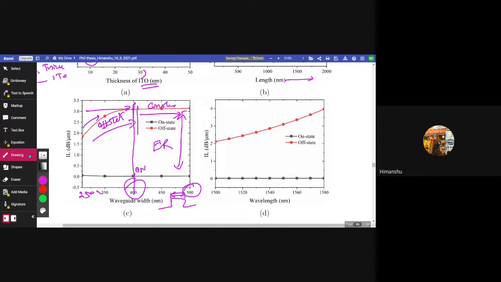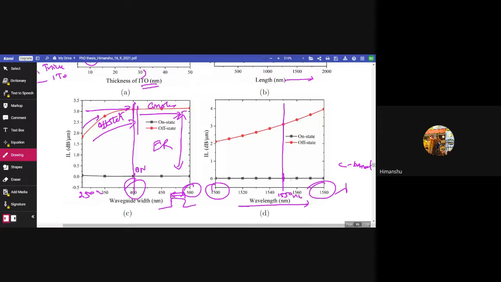And figure 4.6d shows the insertion loss over the entire C-band wavelength range, that is from 1500 nanometer to 1580 nanometer, for both on-state and off-state. So at around 1550 nanometer, which is the low loss optical window, we have got insertion loss of around 3.09 dB per micrometer at off state, and at on state we have got around 0.025 dB per micrometer.